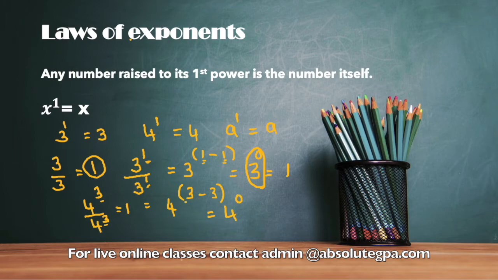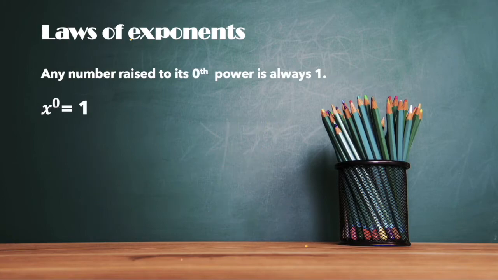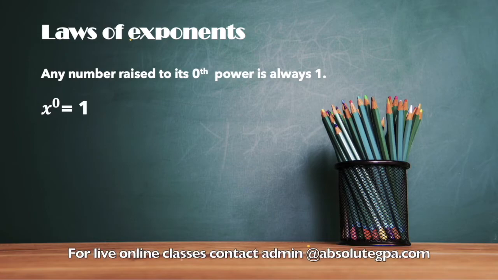And what is 4 to the power 0? What is the value of 4 to the power 3 divided by 4 to the power 3, which is 1. So 4 to the power 0 is 1. So from this example we see that 3 to the power 0 is 1, 4 to the power 0 is 1. That means any number raised to the 0th power is equal to 1. This establishes our next law of exponents in our topic, which is any number raised to its 0th power is always 1. That is, x to the power 0 equals 1.